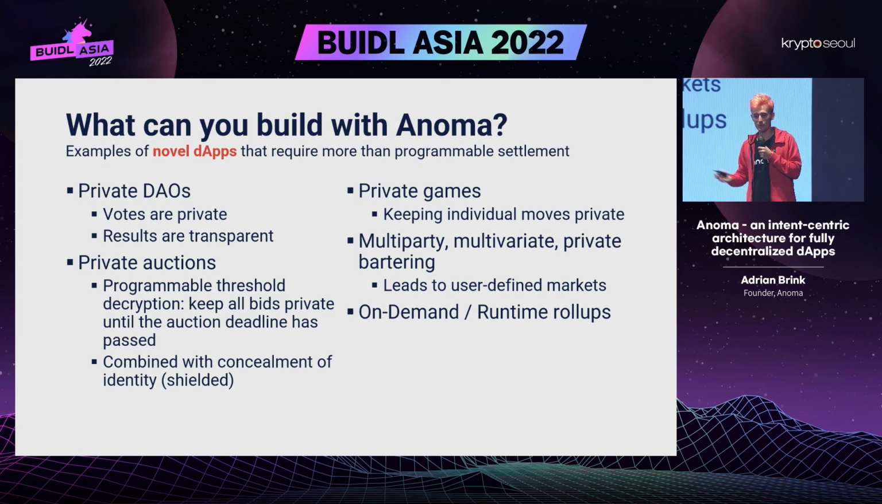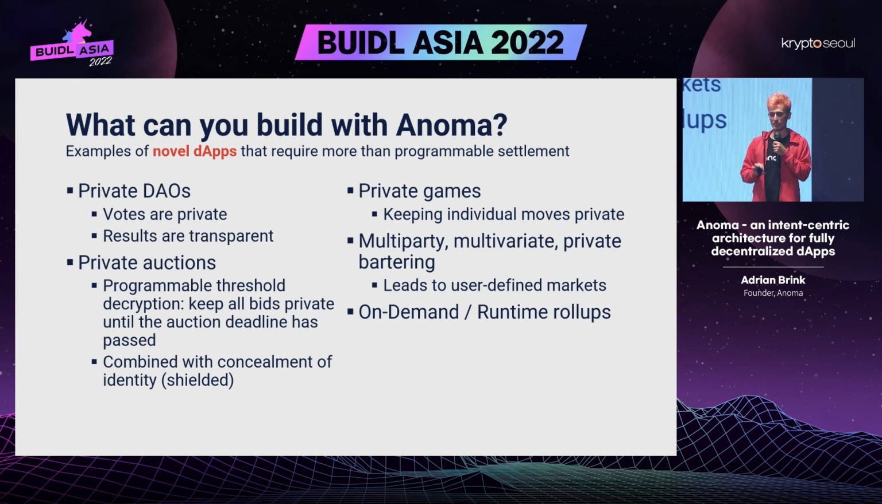You can build private DAOs where the votes are private but the results are transparent. You can do private auctions, which is really cool because Anoma comes with programmable threshold decryption, meaning that transactions are encrypted against a single shared public key. This means that 15 people can come together and submit all their intents fully encrypted, and then after 10 blocks the protocol decrypts all those intents, and at that point you can run a solver algorithm that determines the correct voting result or the correct auction result, and enforces some fairness criteria between the different intents.